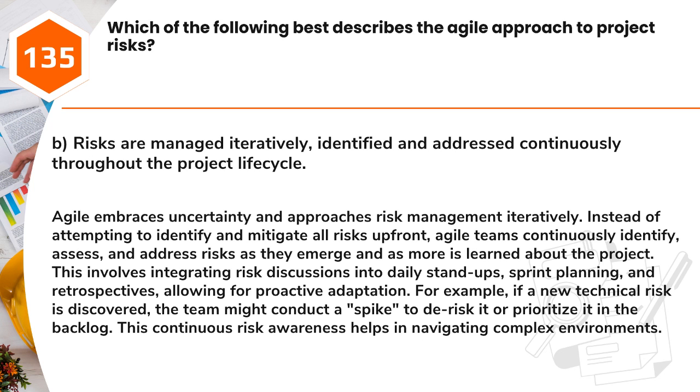Answer: B. Risks are managed iteratively, identified and addressed continuously throughout the project lifecycle. Agile embraces uncertainty and approaches risk management iteratively. Instead of attempting to identify and mitigate all risks up front, Agile teams continuously identify, assess, and address risks as they emerge and as more is learned about the project.